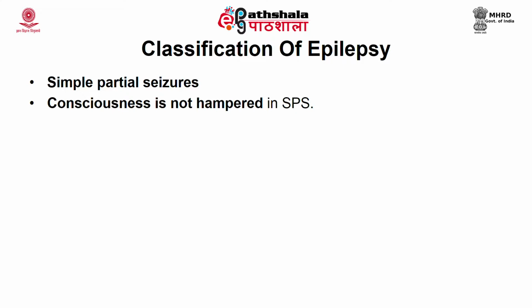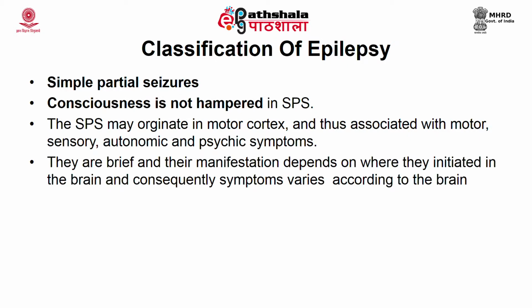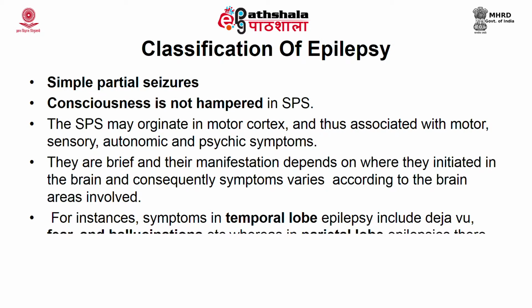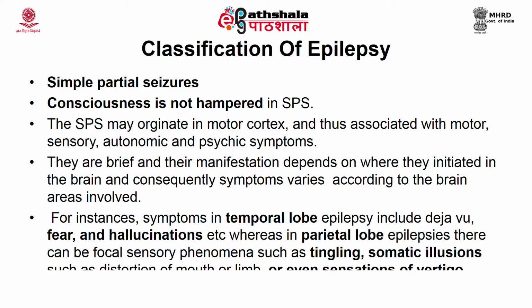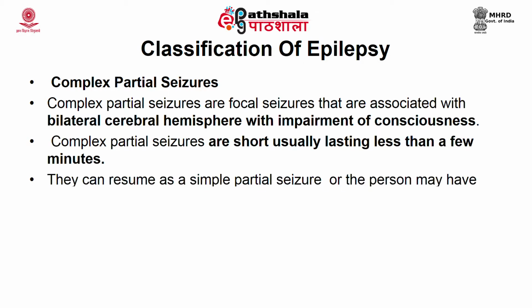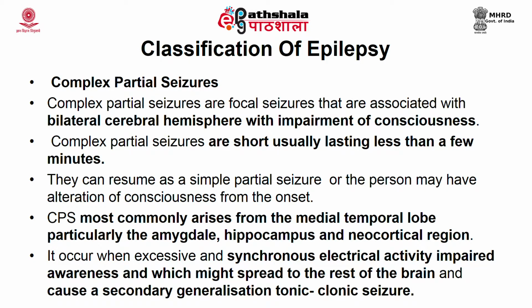Now, it also depends on whether the seizure occurs from the temporal lobe or the parietal lobe. If it occurs from the temporal lobe, there might be fear, hallucination, etc. If it is from the parietal lobe, there might be tingling, somatic illusion, and there could even be a sensation of vertigo. In generalized seizures, the consciousness may be impaired, and this impairment may be the initial manifestation.